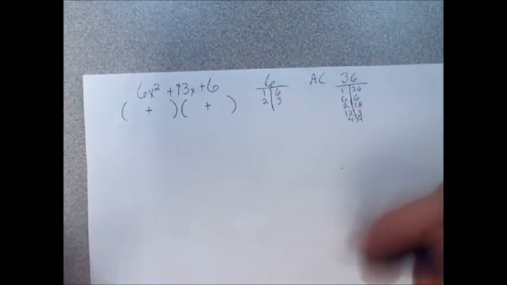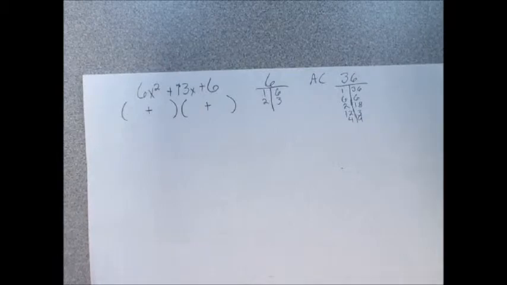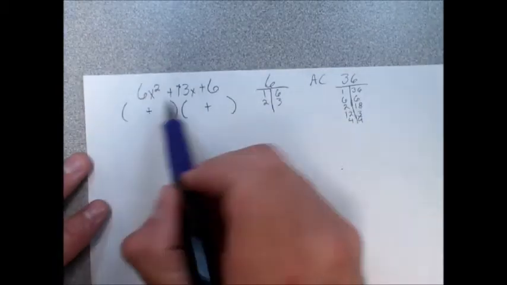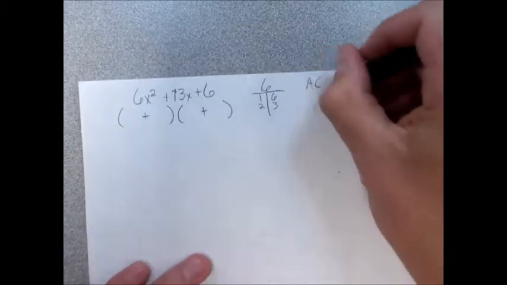These will get easier as you go and you won't have to factor them all the way out. So this is called the AC method. The reason it's called the AC method is because you multiply A and C together. I just call it the AC method. I don't know if that's the actual proper term or not.